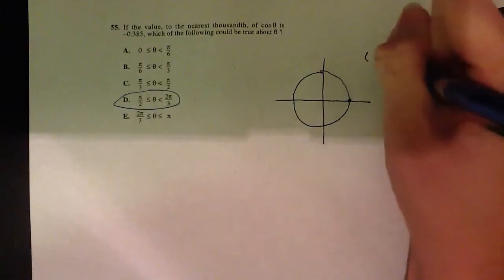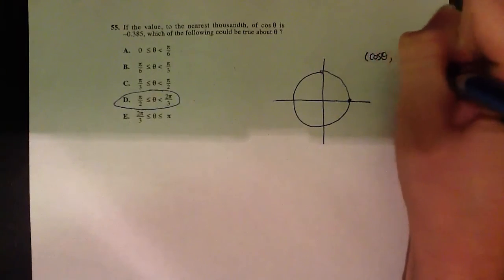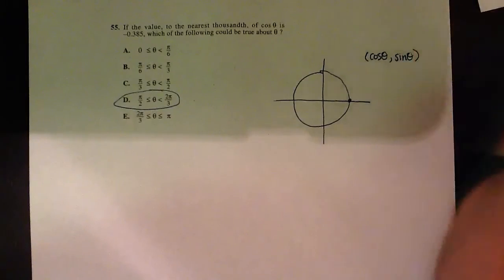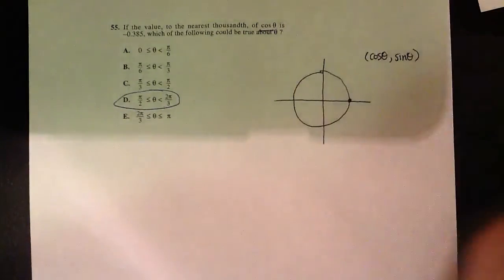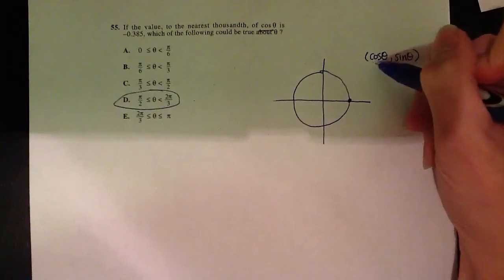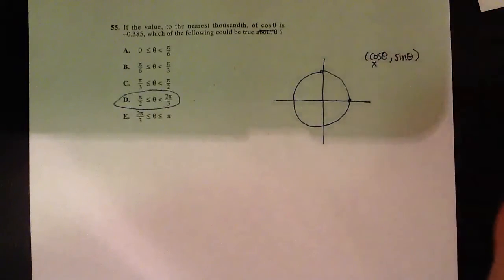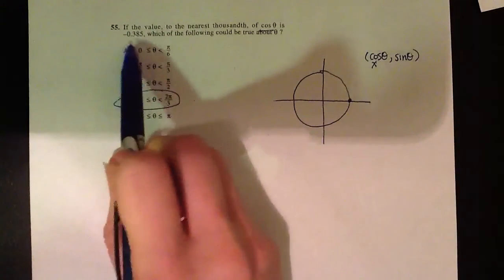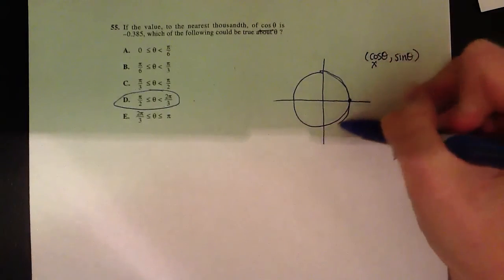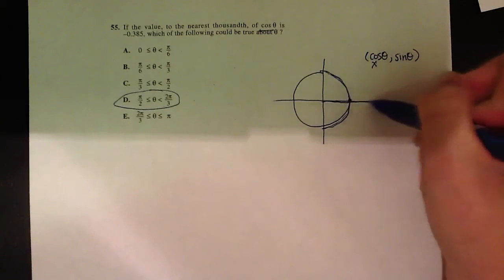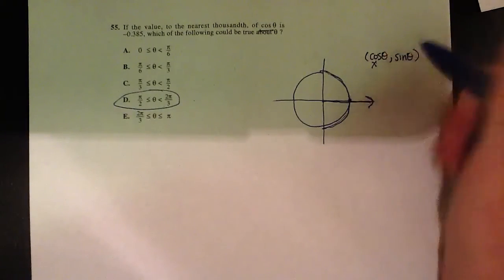Okay, so some things that we know about the unit circle. We know that each point on the circle is cosine of that angle, comma, sine of that angle. Here, we want to know cosine, so we're going to focus on the x value of each point. Okay, and it's asking us about this negative value of cosine. Well, all of this part of the circle is on the positive side of the x-axis. So all of these cosines on this side are positive.